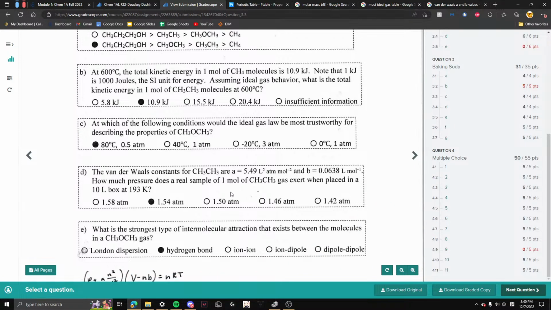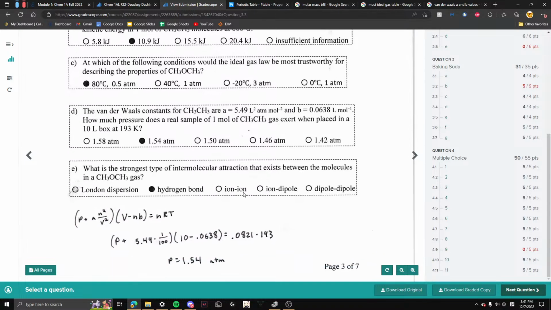The van der Waals constants for CH3, CH3, blah, blah. How much pressure does the real sample have? Just plug that into the equation we saw at the very beginning.